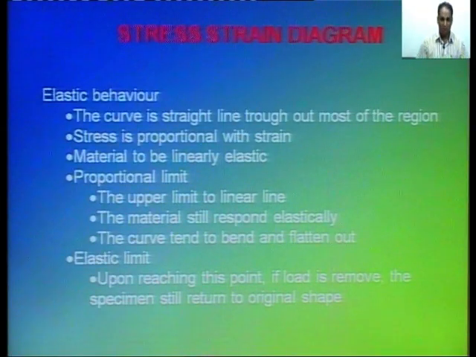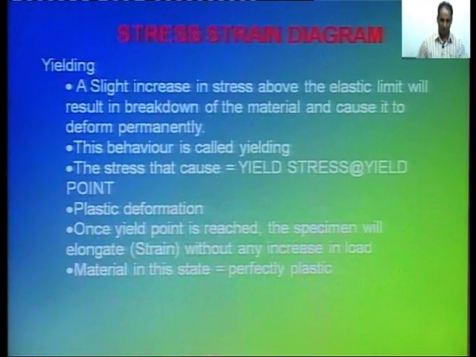So, I will discuss this earlier. This is the proportional limit point, meaning the upper limit of the linear line. The material will respond elastically. The curve tends to bend and flatten out. Then I discuss the elastic limit point. Elastic limit means that upon reaching this point, if the load is removed, the specimen still returns to its original shape. It means that due to removal of load, the specimen regains its original shape. So, this point is called the elastic limit point.